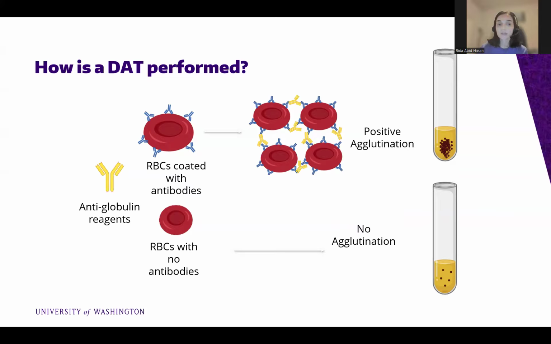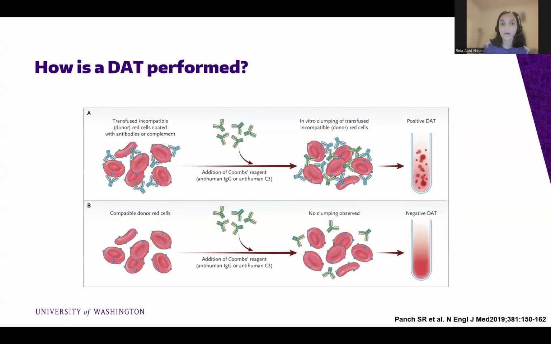So if my red cell is coated with antibodies, if I add different types of anti-human antiglobulin reagents to it, I'm going to see agglutination, as you can see in the top, because that's going to cause those red cells to stick together, and I'm going to be able to see it visually. If there's no antibodies, I can add as much reagent as I want, but there's nothing for that antiglobulin reagent to bind to. So the antiglobulin reagent is essentially an antibody to an antibody. So if there's no antibodies present for it to bind to, then I will not see any agglutination. And this is another visual of how the Coombs reagent can cause either a positive DAT or negative DAT.